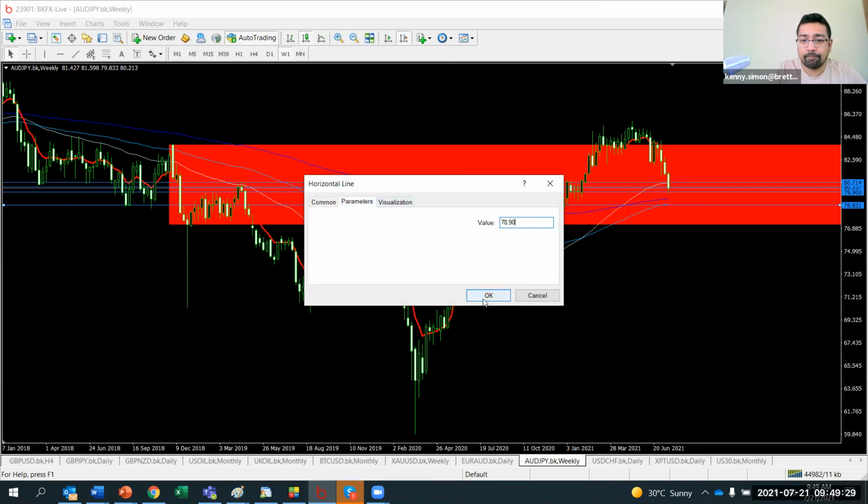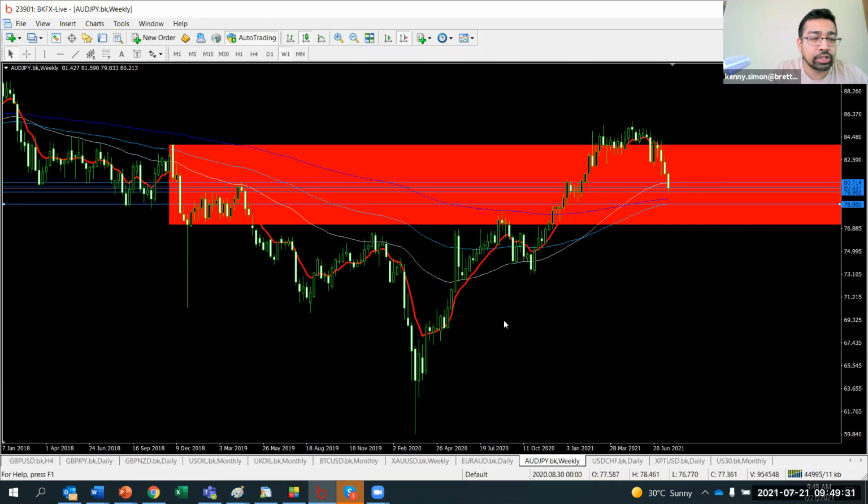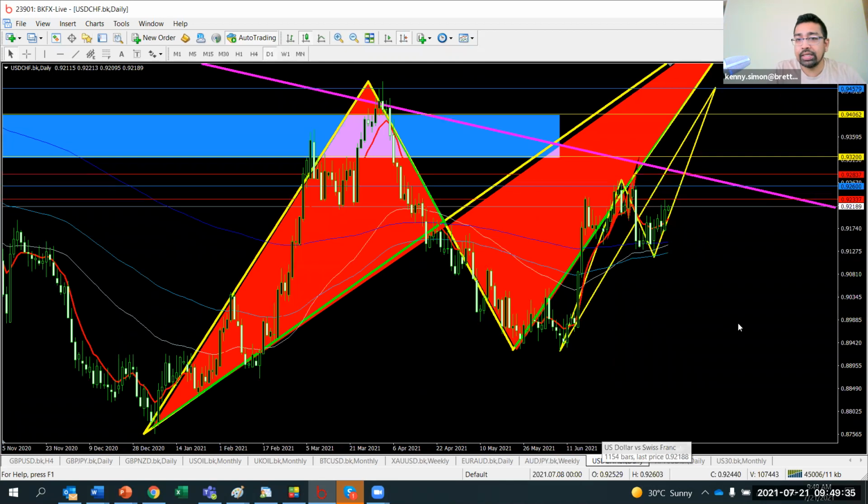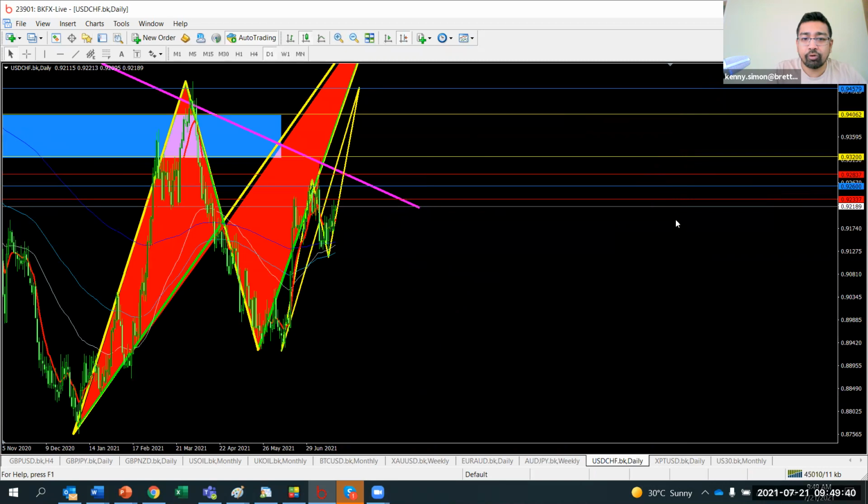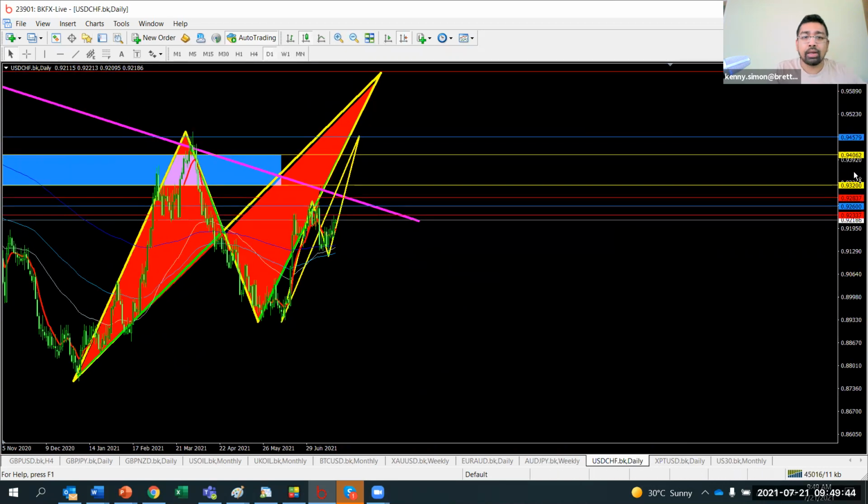There you go, done. All right, so this is for AUDJPY. Now, for USDCAD, it's looking not too bad. It is actually progressing. It is following through the pattern quite well to the upside, but it is slow. It is not that fast.